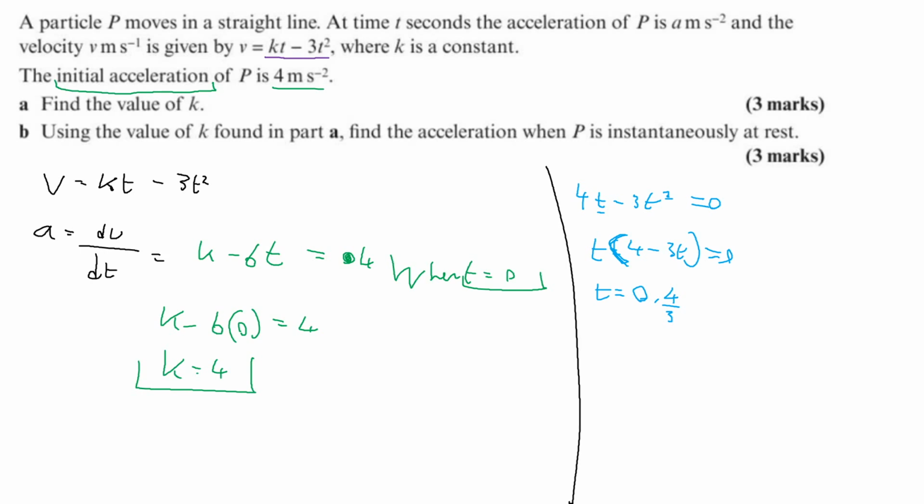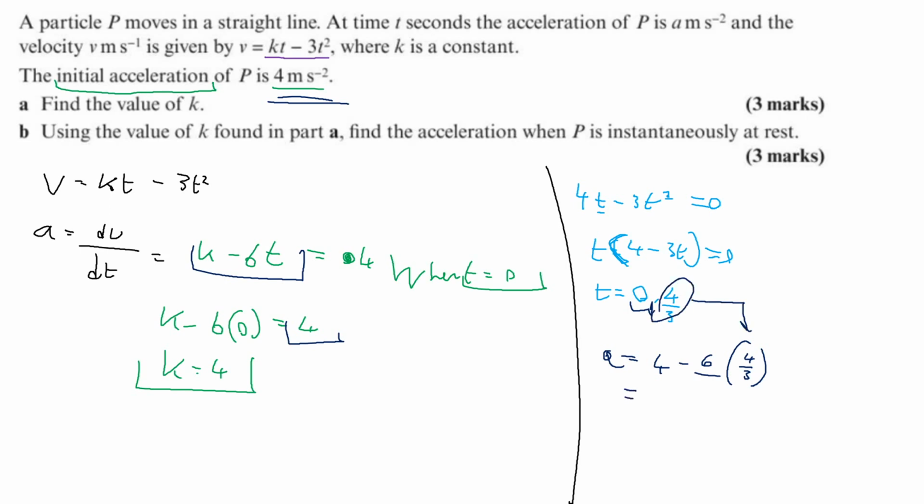So therefore, a is going to be, let's use our gradient function, 4 minus 6 times 4/3. Because we know what it is for 0, it's 4, isn't it? Given in the question. But for 4/3, we plug that in. And we get an answer of -4 meters per second squared.